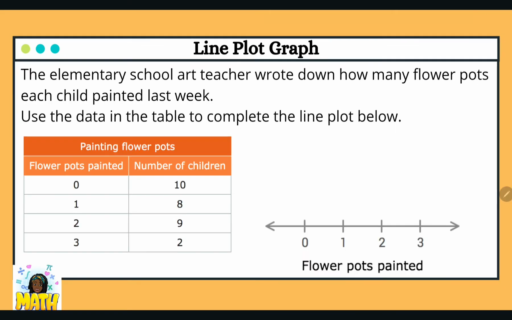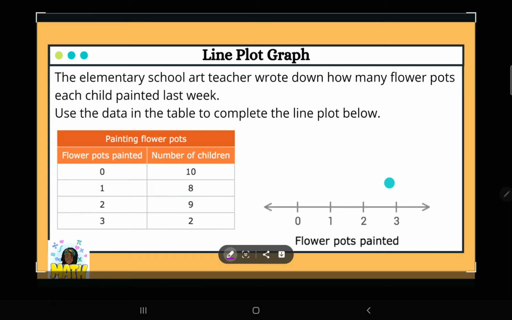The elementary school art teacher wrote down how many flower pots each child painted last week. Use the data on the table to complete the line plot below. Similar to the first example, we're going to use the information here to determine the number of X's or dots we'll put above each number. Here we have that 10 children painted no flower pots, so we can put that above 0.